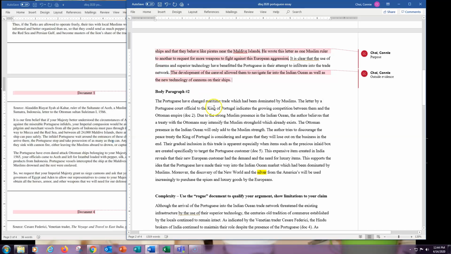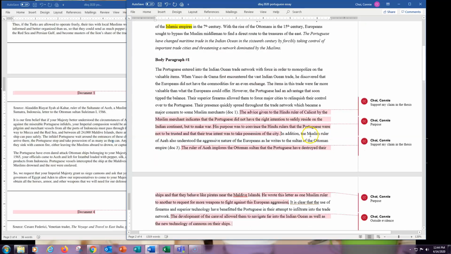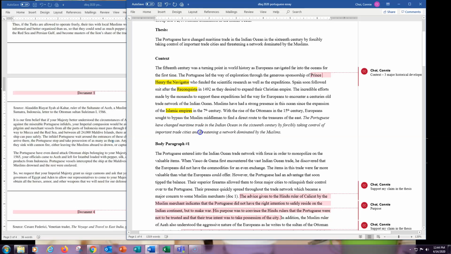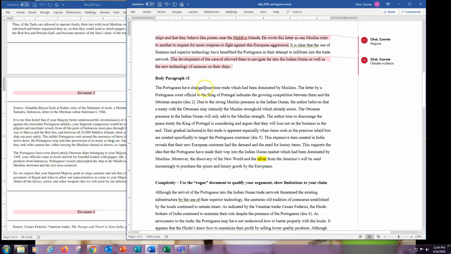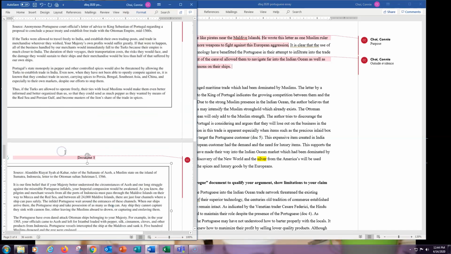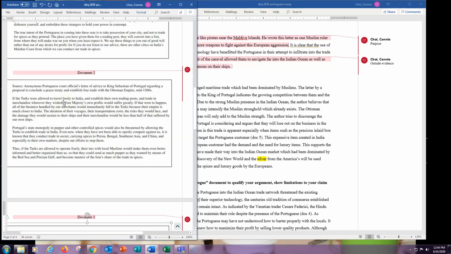Now in my body paragraph 2, I'm going to basically go back to my thesis and focus on my second claim, which is the entrance of the Europeans into a Muslim-dominated network. The Portuguese have changed maritime trade, which had been dominated by Muslims. The letter by a Portuguese court official to the King of Portugal indicates the growing competition between them and the Ottoman Empire. Doc 2. So here is my Doc 2. This is one Portuguese to another, a Portuguese court official to the King of Portugal.